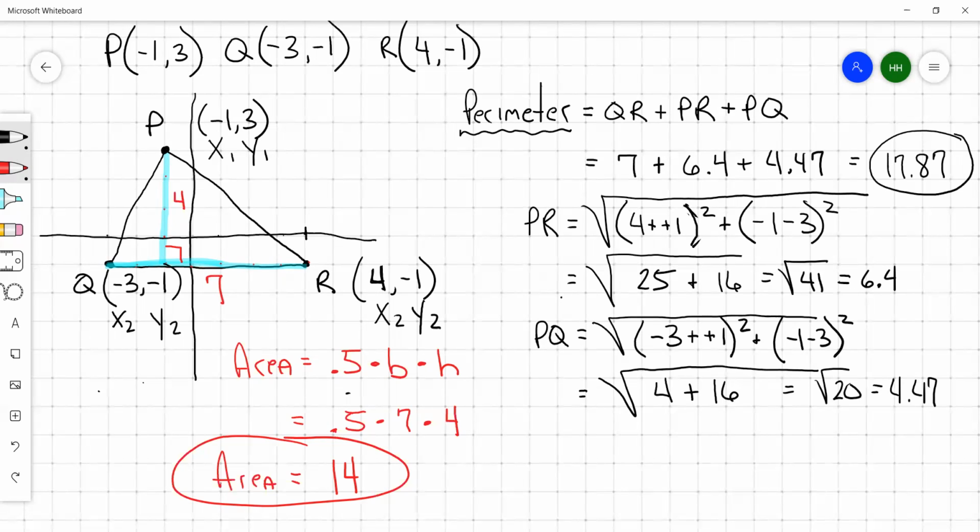Any questions on any of that? Okay, the area formula that I gave you yesterday, the area of a triangle is equal to 0.5 times the base times the height. It's part of the formula. Any other questions? Distance formula, perimeter, or finding the area of these shapes?